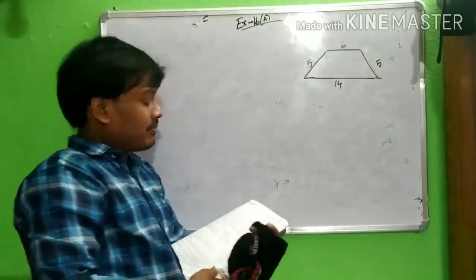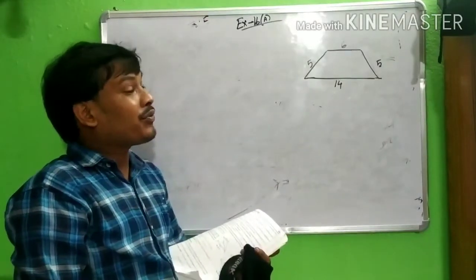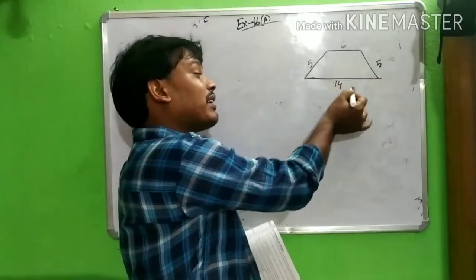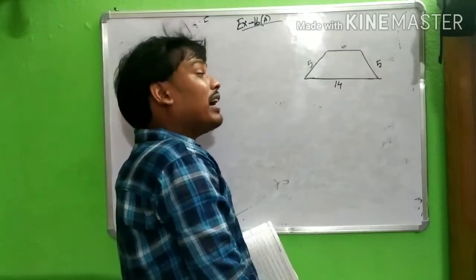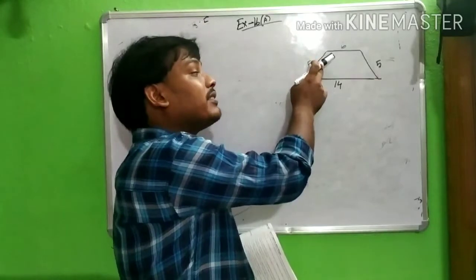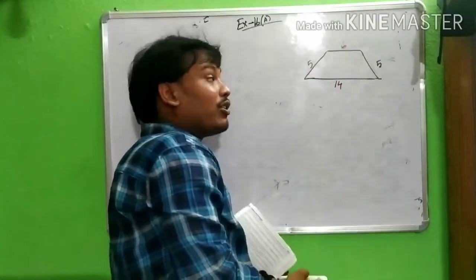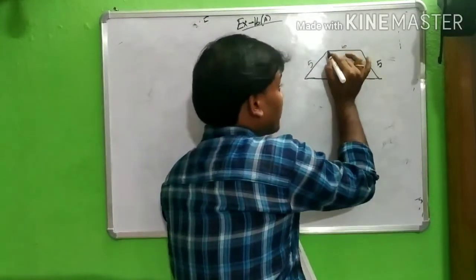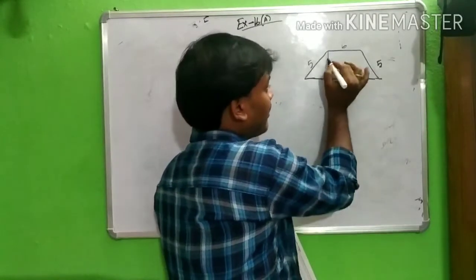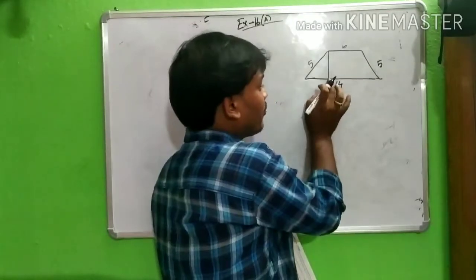The question is to find the area of the trapezium. In the formula of area, the formula is half into sum of parallel sides, into height. The parallel sides are given, there is no problem. But this is not the height of the trapezium, because height means perpendicular distance. So we first draw the figure. We draw two perpendiculars. We need the value of this distance. So how to find the value?